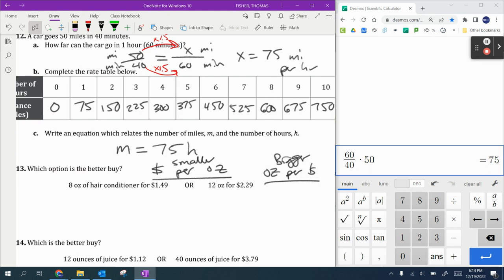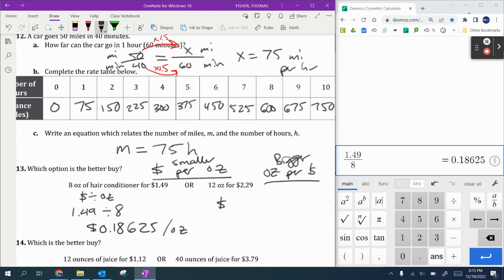I'll show it for the first one. I'll do dollars per ounce. So dollars divided by ounces. So 149 divided by 8. That would be about 18 cents, or 19 cents. Don't round this because you want to see which one's better, and they might be close.